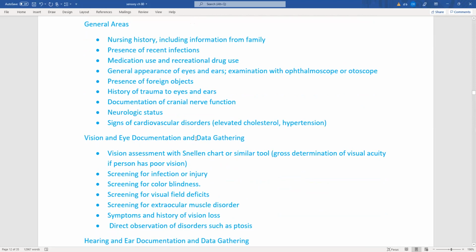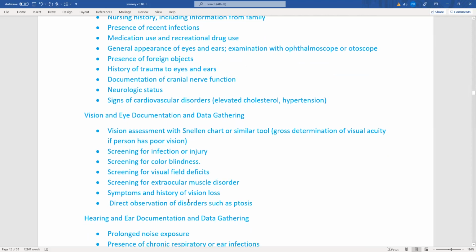So vision, eye documentation and data gathering: vision assessment with Snellen chart or similar tools, like gross determination of visual acuity if the person has poor vision. We're going to do screening for infection or injury, screening for color blindness, screening for visual field deficits, screening for extraocular muscle disorders, symptoms and history of vision loss, and direct observation of disorders such as ptosis.